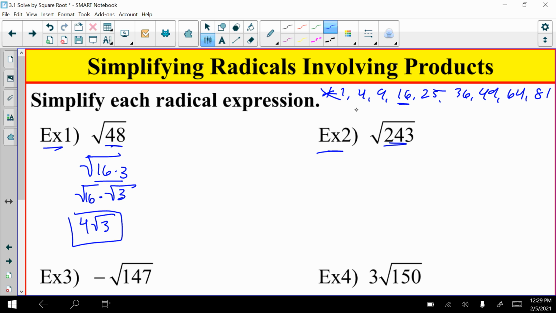243 divided by 81, that works. So I can rewrite 243 as 81 times 3. And again, I got that just by dividing 243 by all these numbers until I got one that worked.